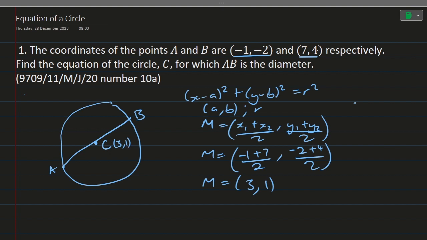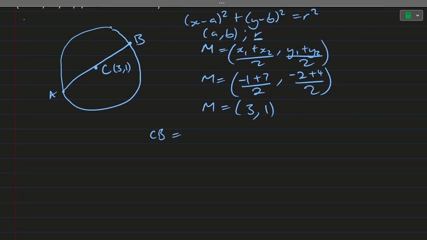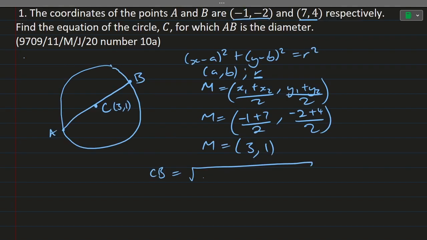And then we also need to find the radius r of the circle. To do that, we can find the length from C to B. So we're saying the length of CB is equal to the radius. We use the formula for the length of a line, so it becomes the square root of (3 - 7)² + (1 - 4)². You can punch this into your calculator and you get CB is equal to 5. This means that our radius is equal to 5.